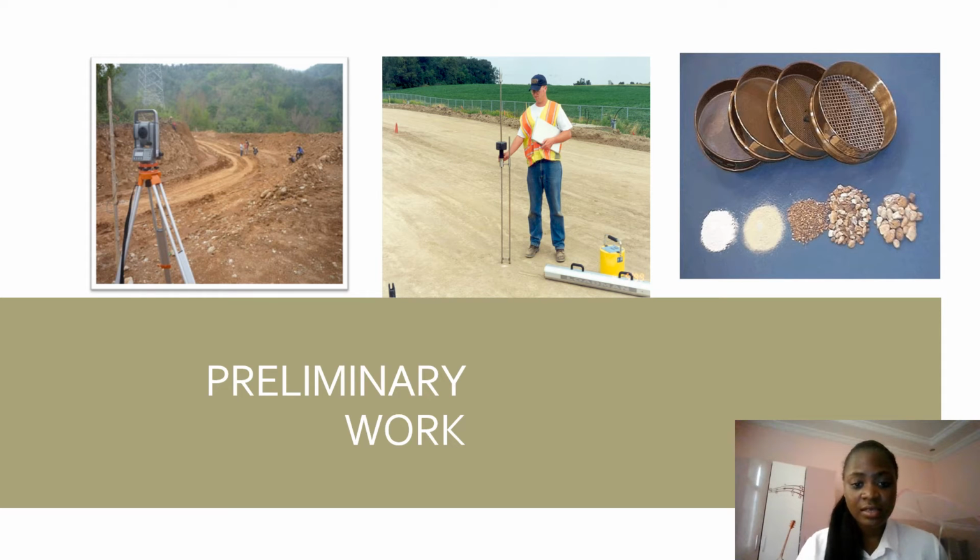These are some images of how the preliminary work should be. As we can see, the first one is the survey work, where we get all our elevation, all our data. We collect the sample, the data, with the survey station. The second image is the DCP test. We see someone on the axis of the project road doing the DCP test to get the CBR, which is the California bearing ratio. And the third is the sieve analysis, where we see the different types of road material that we could find in our project.